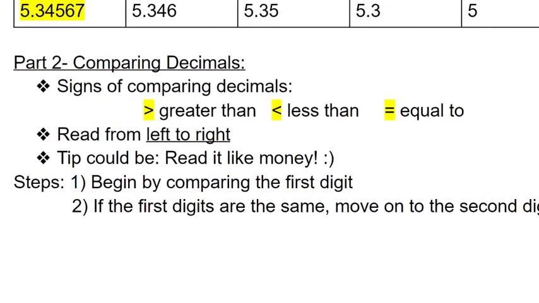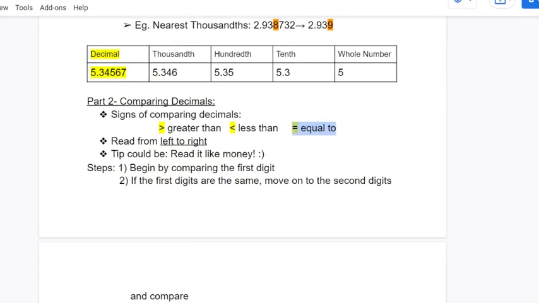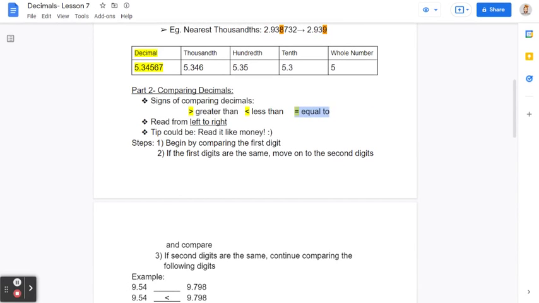If it's less than, then obviously we're reading it from left to right again. So the number here would be less than the number here. And you're putting the less than sign because this number is smaller than the other one. And so the crocodile's mouth is always going to follow the bigger number. And equal to, well, it's equal to. The tip could be read like money as well.